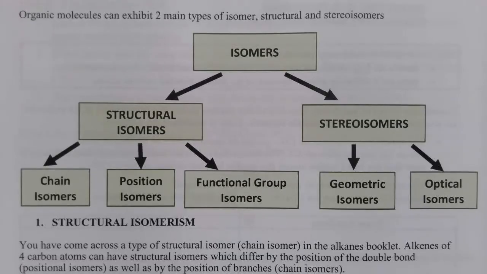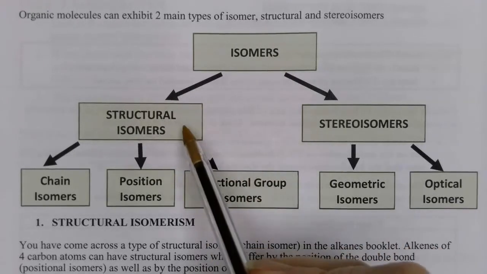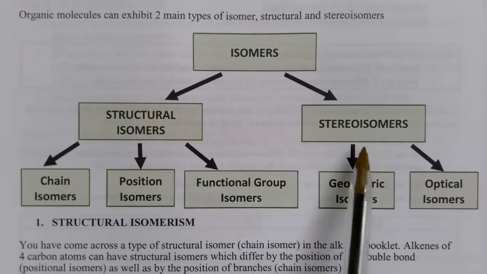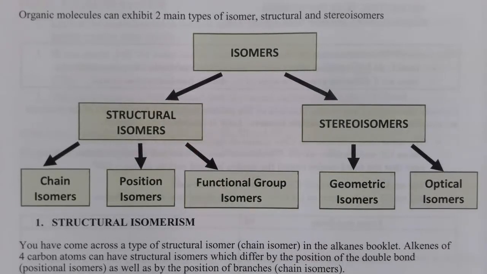So we started looking at isomers in your alkanes notes, and we're going to look at them again. Isomers can be split into 2 main groups, structural and stereoisomers. We'll come back to stereoisomers a little bit later, but we're going to look at structural isomers in this case. Now we're dealing with alkenes, but remember this general formula is also the formula for a cyclic alkane, so they will show functional group isomerism.